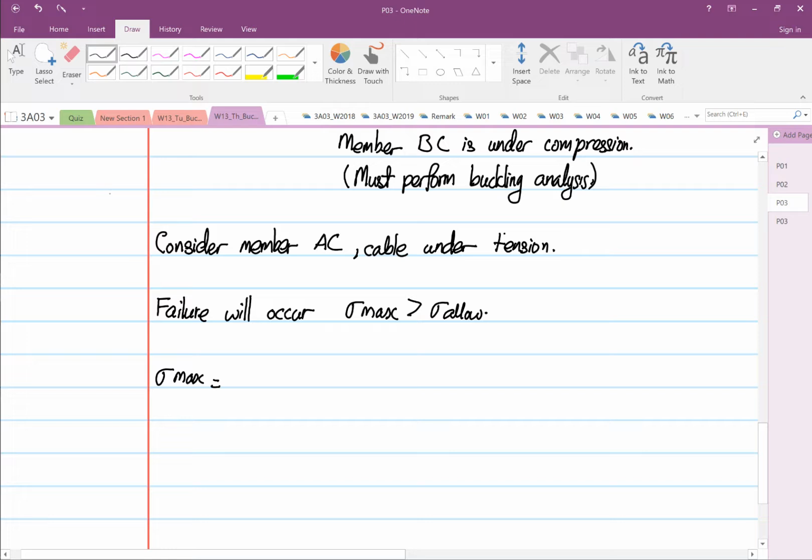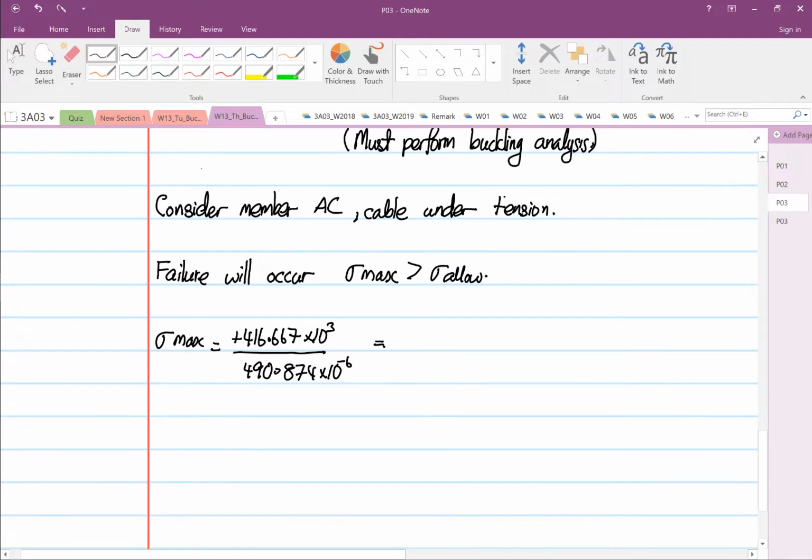For this case, our force in AC is equal to positive 416.667 times 10 to the power 3, over the area of the cable, which is 490.874 times 10 to the power minus 6. So this will be equal to 416.667 times 10 to the power 3 divided by 490.874 times 10 to the power minus 6. It's equal to 848.826 times 10 to the power 6 Pascal. Wow, this is quite high.